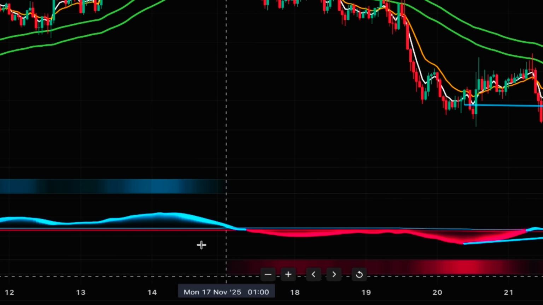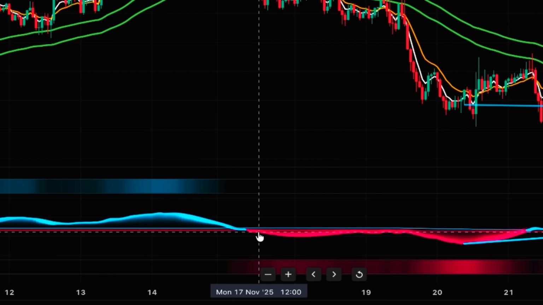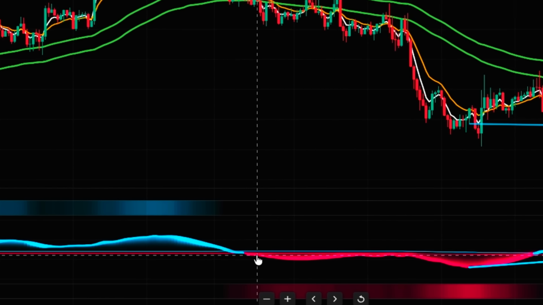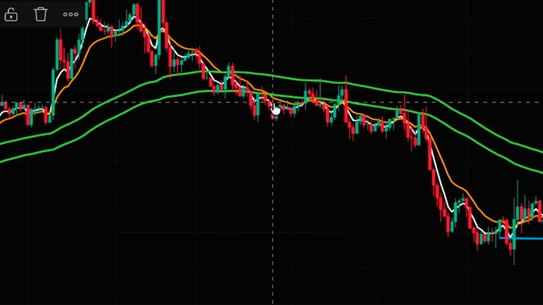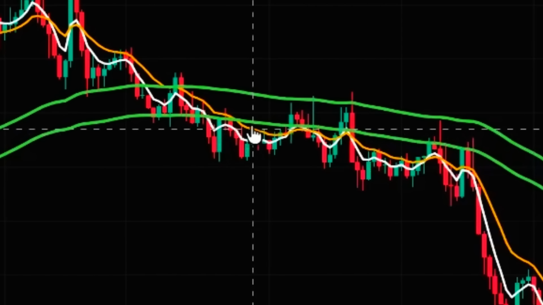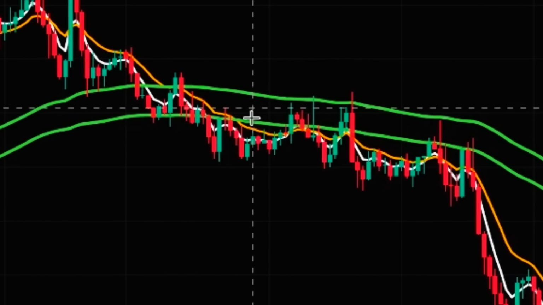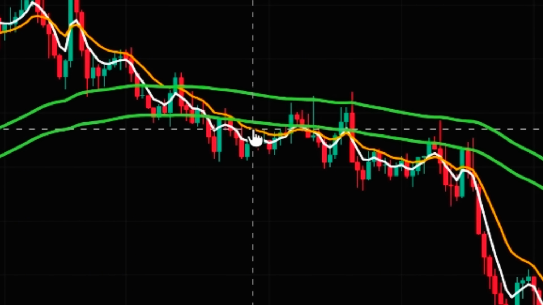Here you can see that RSI line went below the center line and became red, and this is an early signal that a downtrend is probably forming. Now we wait for the price to go below the green channel. You can see that it happened from here, and in the next step the white line and the orange line should also go below the green channel, and the white line should be below the orange line, which shows that the shorter term momentum is also down.